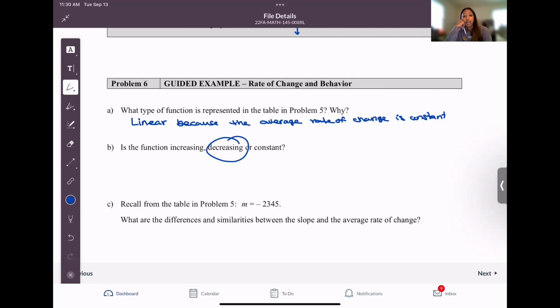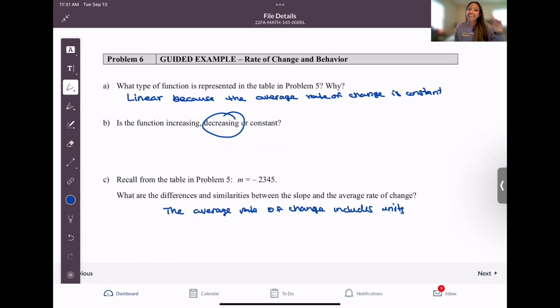And then what are the differences and similarities between slope and average rate of change? The average rate of change does not have to be constant. It can be any number. It can be positive or negative. Average rate of change also has units. The slope is just a numerical number. And if the average rate of change is constant, it's the same as the slope for the line. Okay.